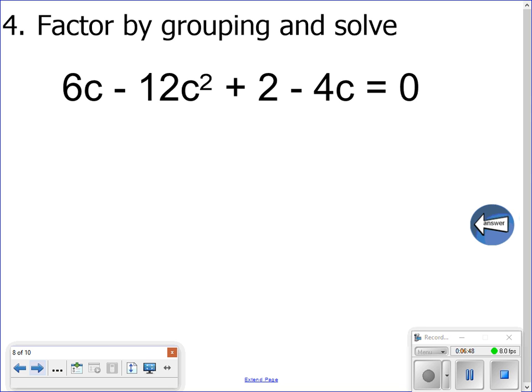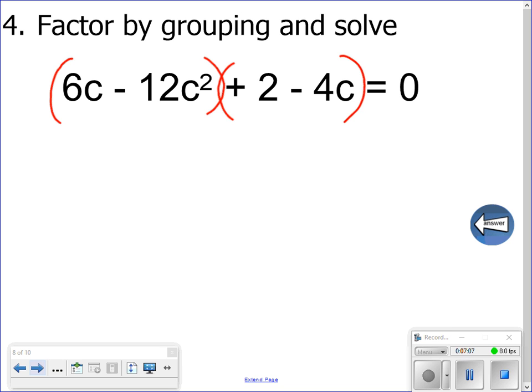We can factor by grouping. So if we're looking at this one, okay, we've got 4 terms here. In order to solve this, remember that we first have to factor. So we would factor by grouping. Remember that when we factor by grouping, we group terms that are alike together. So I know that 6c and 12c have common factors. 2 and 4c have common factors.